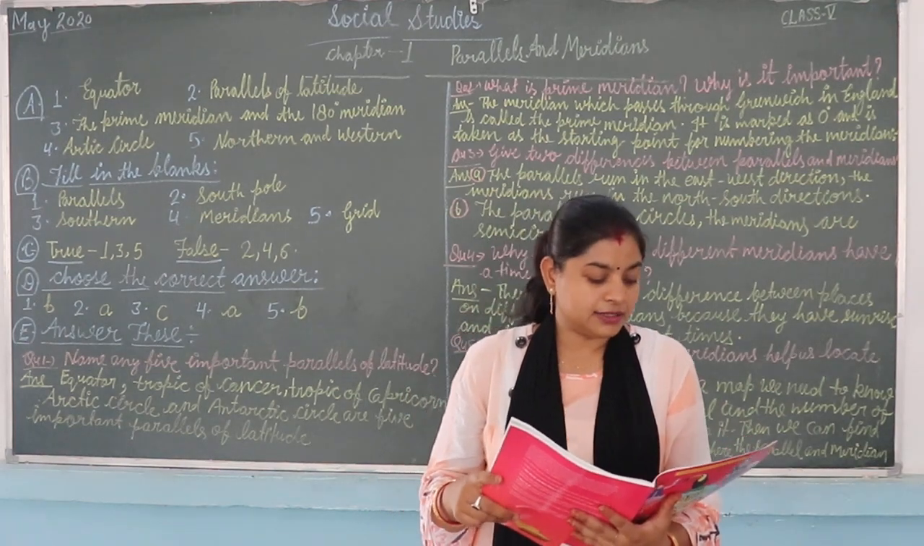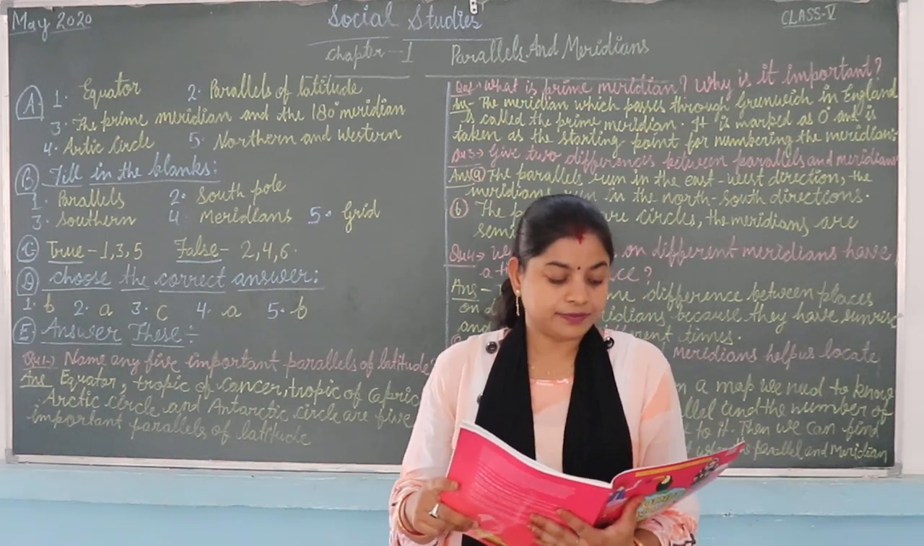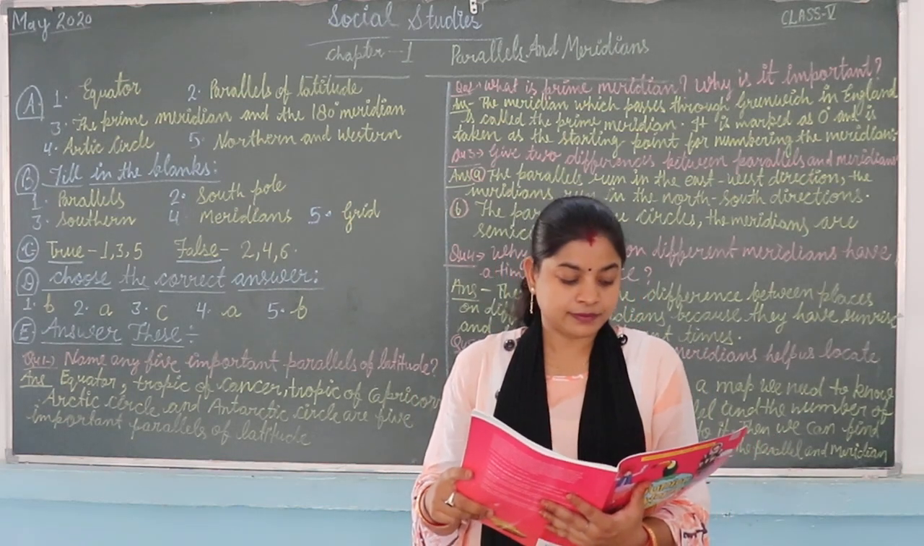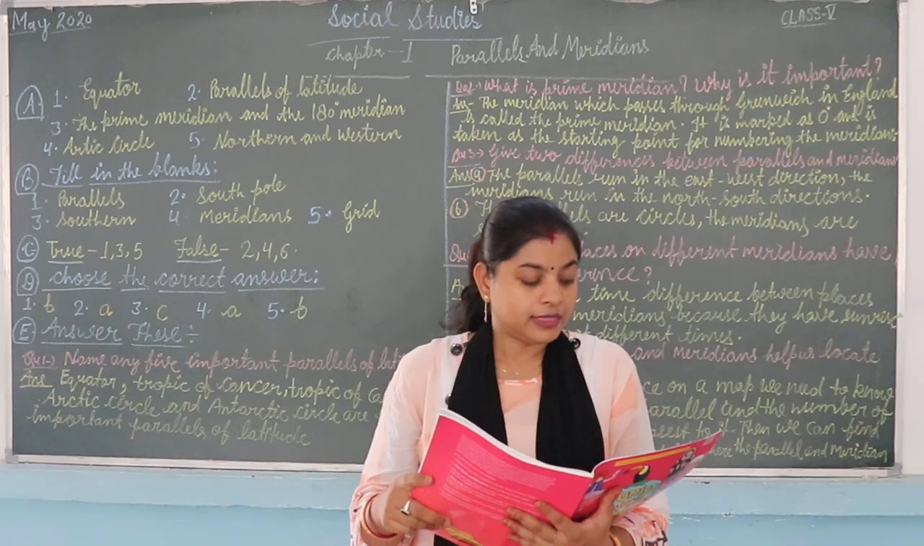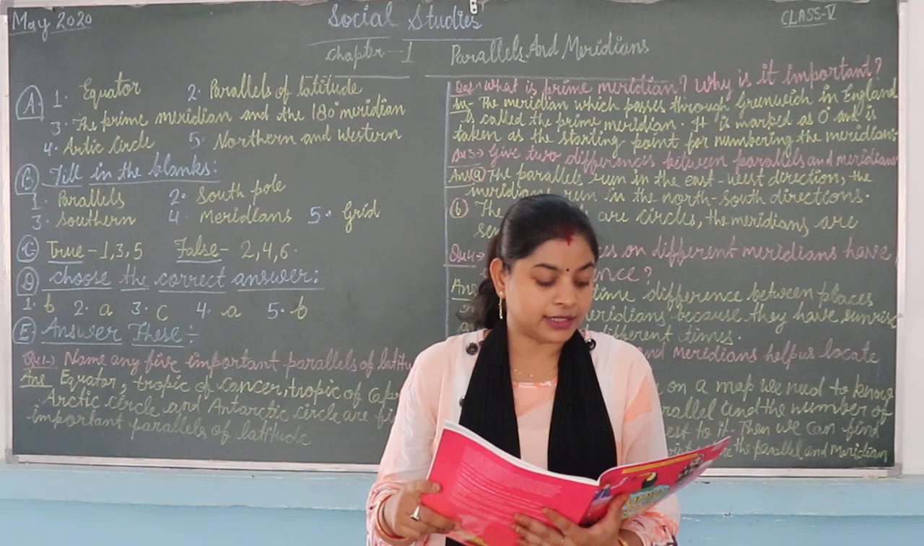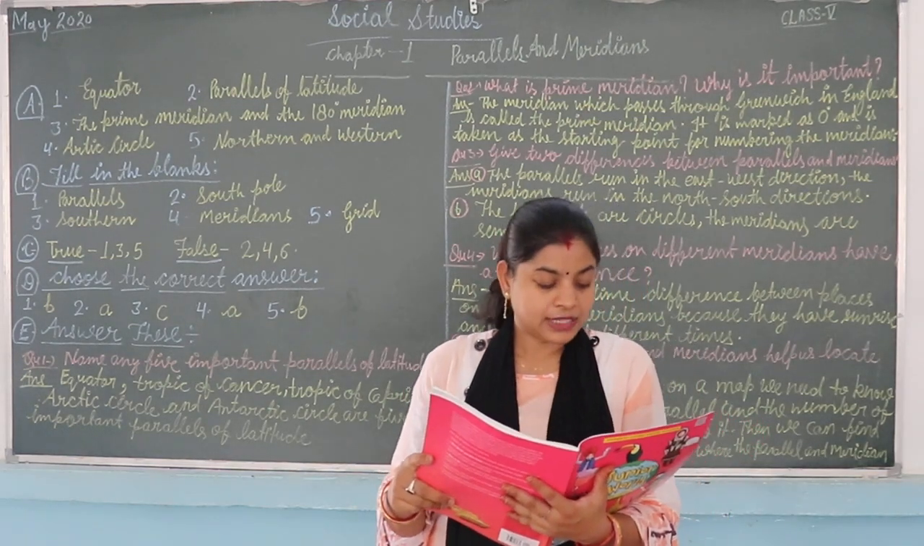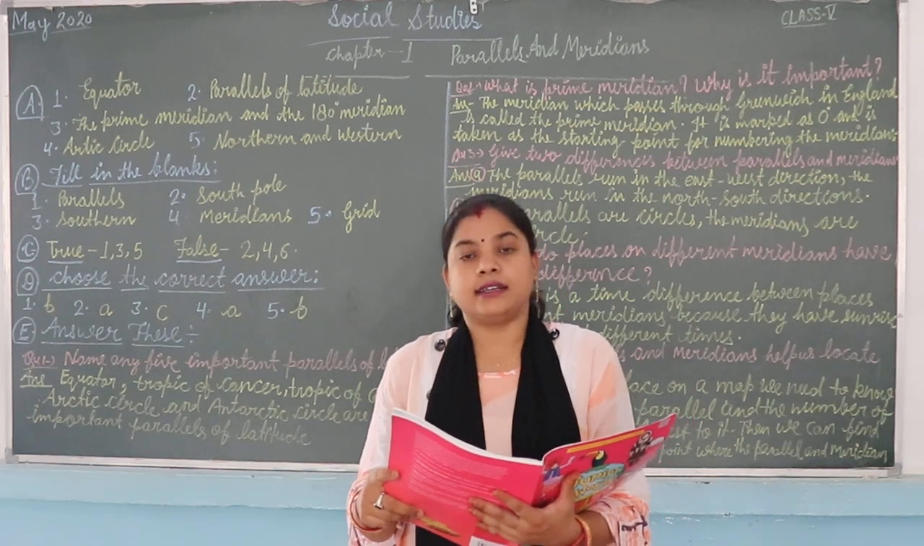Two important parallels lie between the equator and the north pole. They are the Tropic of Cancer and the Arctic Circle. The important parallels between the equator and the south pole are the Tropic of Capricorn and the Antarctic Circle.